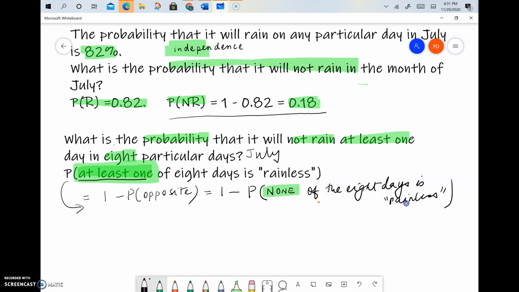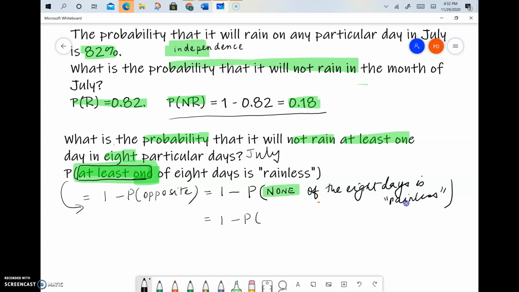Now let's try to figure this out in a slightly different way. We'll use the rules of logic. The opposite of at least one of the 8 days is rainless: all we have to do is replace the term "at least one" by "none". Don't change anything else. So at least one of the 8 days is rainless. What's the opposite of that? None of the 8 days is rainless. And that means it rains every single day.